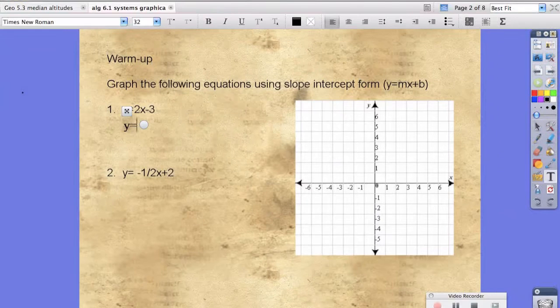So using slope-intercept form, which is y equals mx plus b, we're going to start with 1, determining what the slope and the y-intercept is. So in this case the slope is 2, the y-intercept is negative 3.